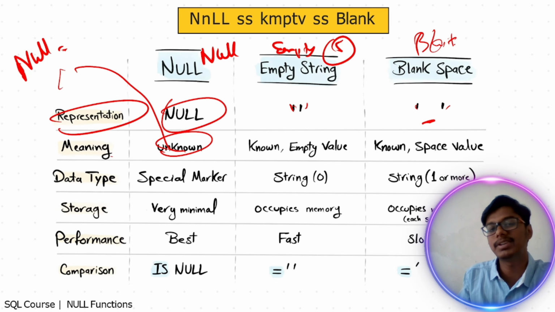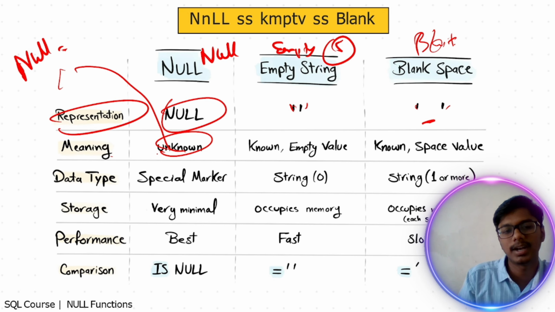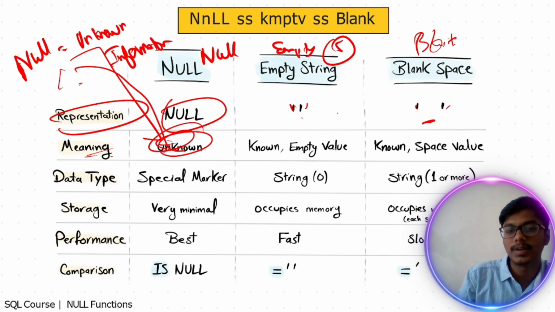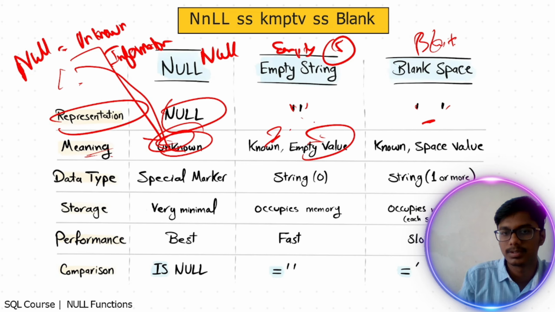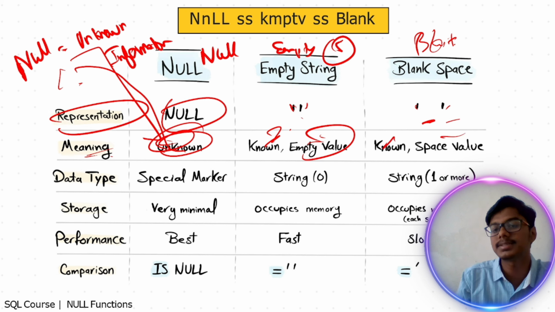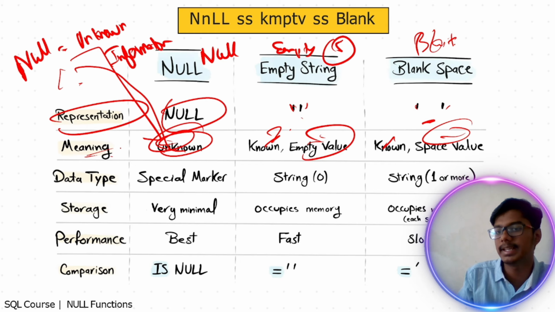So now let's dive into the meaning of the unknown, the meaning of null, right? Meaning is equal to unknown information, right? So what is meant by the meaning of an empty string? It is known, but an empty value. It is known, but a space value. That's the meaning of null, empty, and blank space.